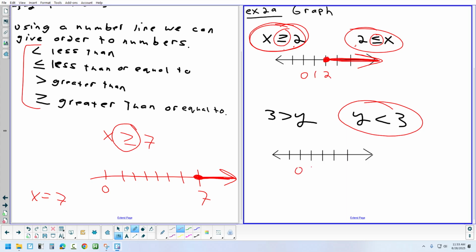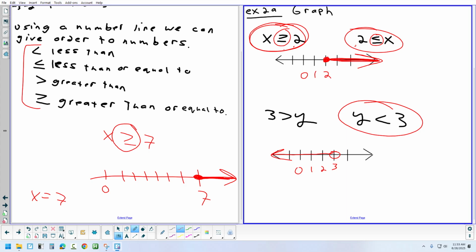Okay. What kind of circle do we need on 3? Open or closed? Yeah. Open. And from that circle, I need to shade everything that is smaller than 3. So we can shade that way. Okay, so any question on using open circle or closed circle?